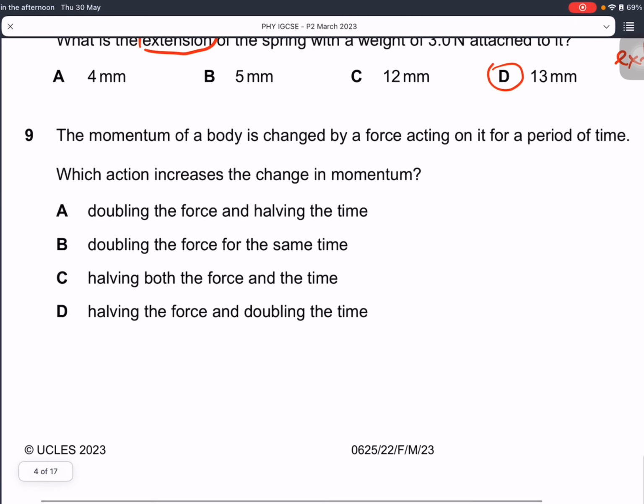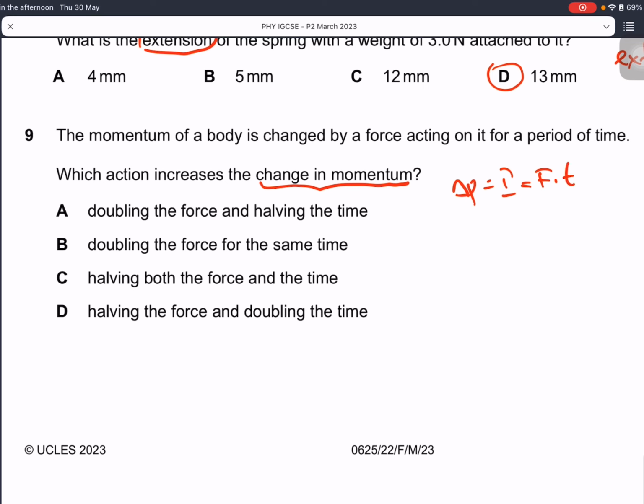Next question. The momentum of a body is changed by a force acting on it for a period of time. Which action increases the change in momentum? Oh, we're talking about change in momentum. Which one will increase? So what is change in momentum? It's called impulse. What is impulse? Force times the time during which that force is acting on it, yeah? So change in momentum equals force times time. So force and time are being compared.